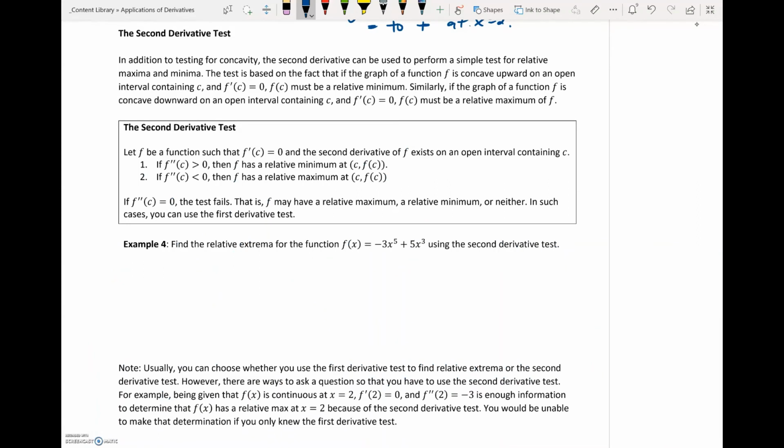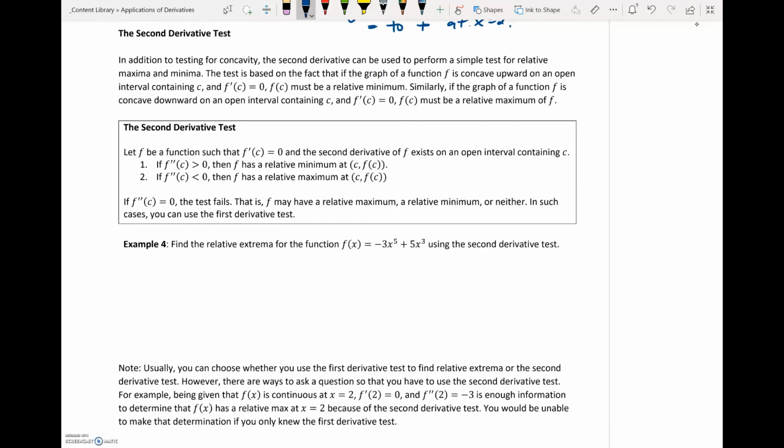Now we're going to look at the second derivative test. The second derivative test is good for finding a local max and min, just like your first derivative test. The only difference now is we're going to use a second derivative to help us determine those local max and mins. So the condition to use the second derivative test is we need to find f prime of c equals 0. And then the second derivative of f will be in the open interval with that c.